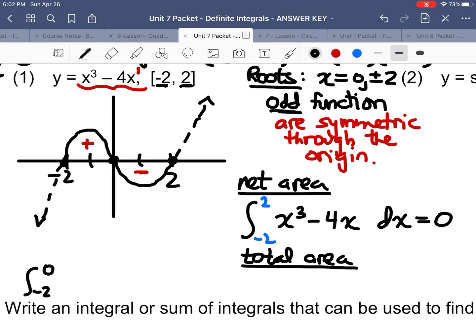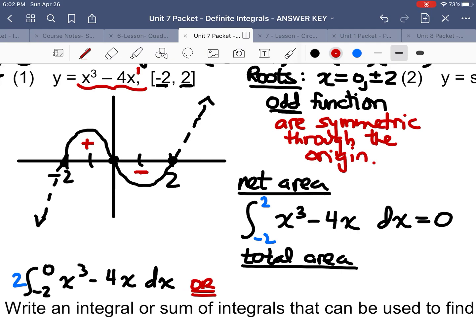I could double the positive area. So one thing that I can do would be to go from negative 2 to 0 of that function x cubed minus 4x dx. Take that result and double it.